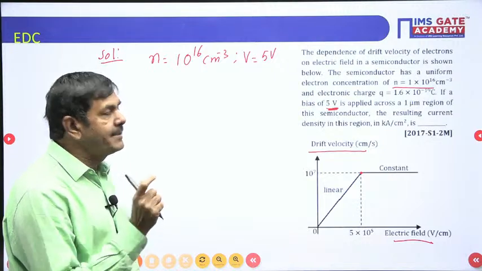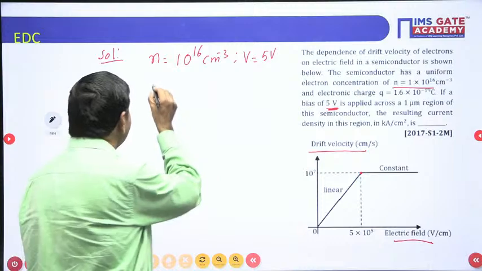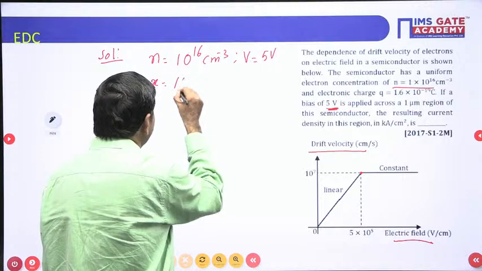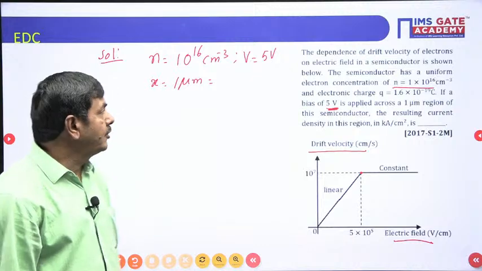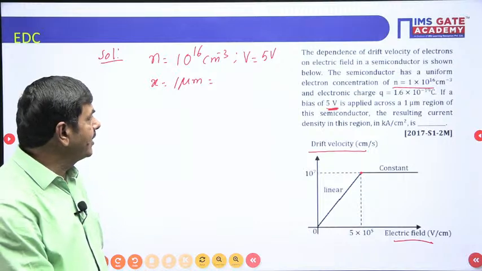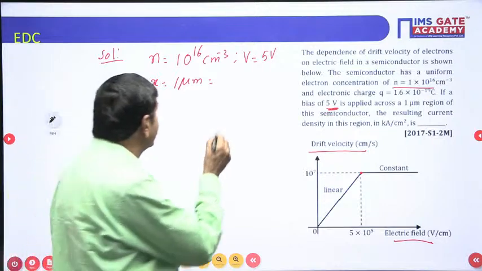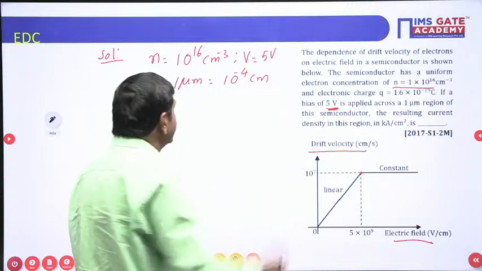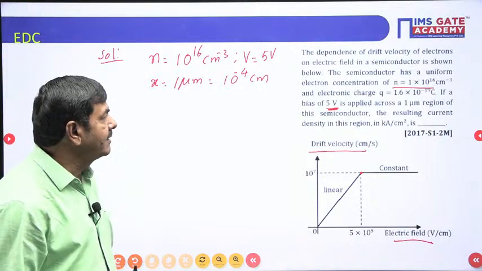The length of the semiconductor is given. Length I can take as L or X. I have taken X, for example. X is the length of the semiconductor, given as 1 micrometer. But I wish to get it in units of centimeters. So, micro equals 10 power minus 6 meters. If you convert it into centimeters, 10 power minus 6 into 10 power 2 is nothing but 10 power minus 4 centimeters. This is the length of the semiconductor.